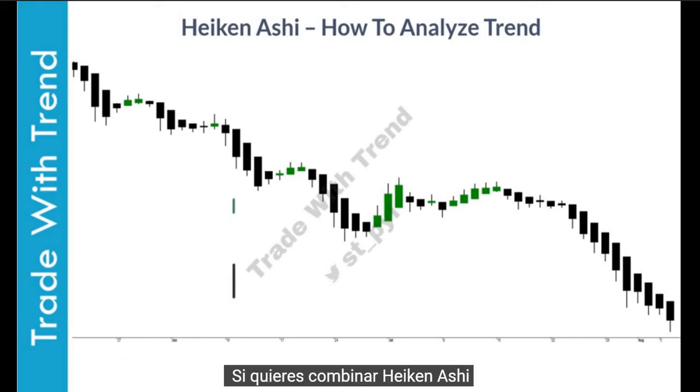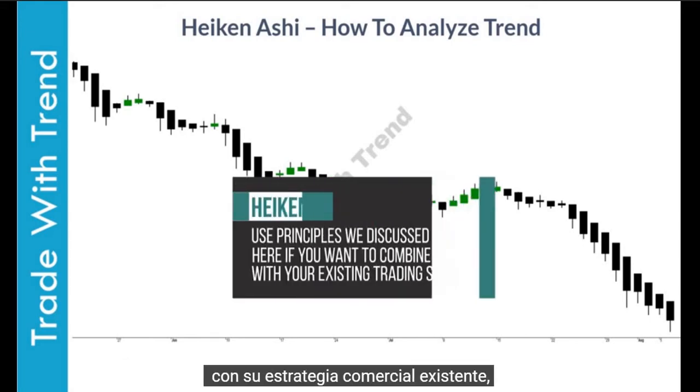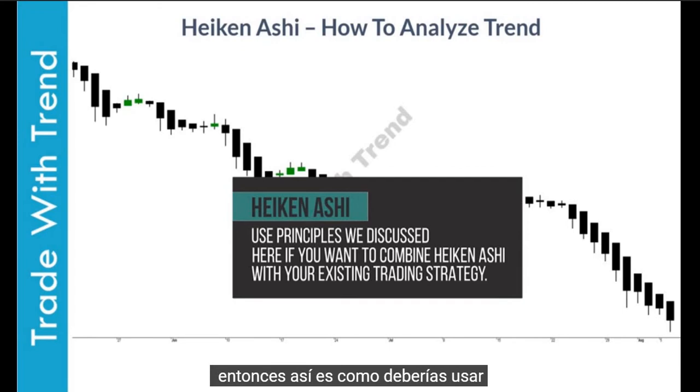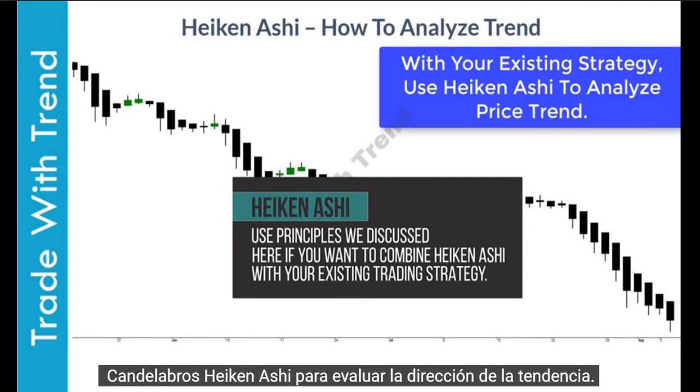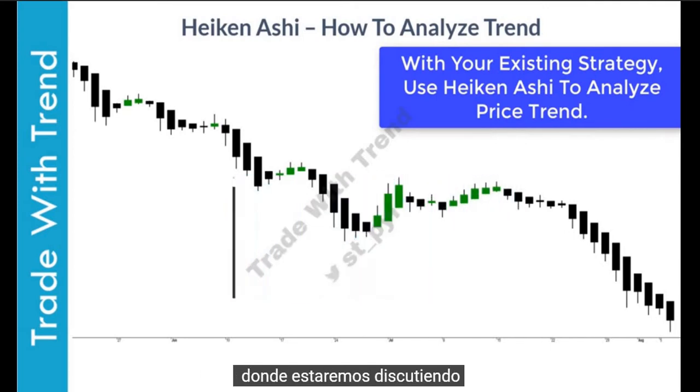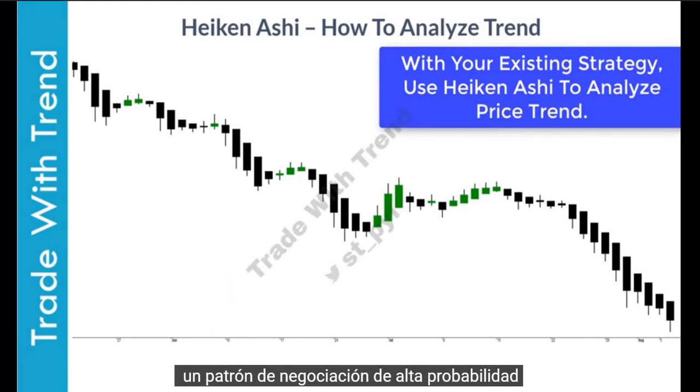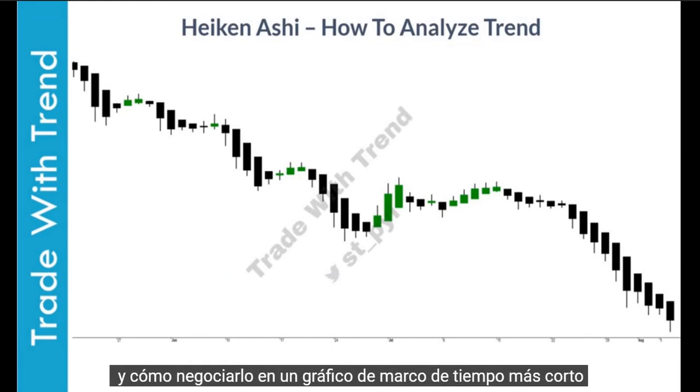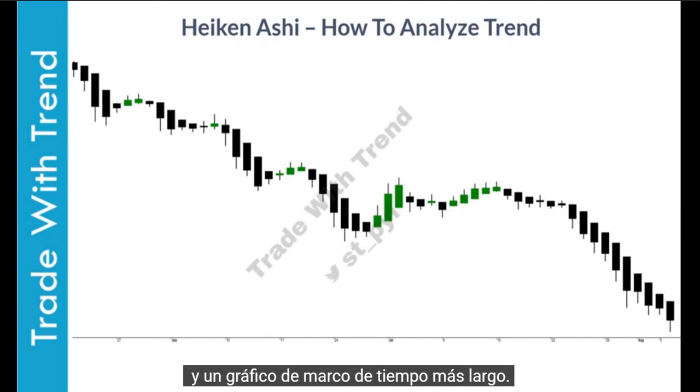Now, if you want to combine Heikin Ashi with your existing trading strategy, then this is how you should be using Heikin Ashi candlesticks to assess the direction of trend. Let us now move to the section of the Heikin Ashi trading strategy where we will be discussing a high probability trading pattern and how to trade it on a shorter time frame chart and a longer time frame chart.